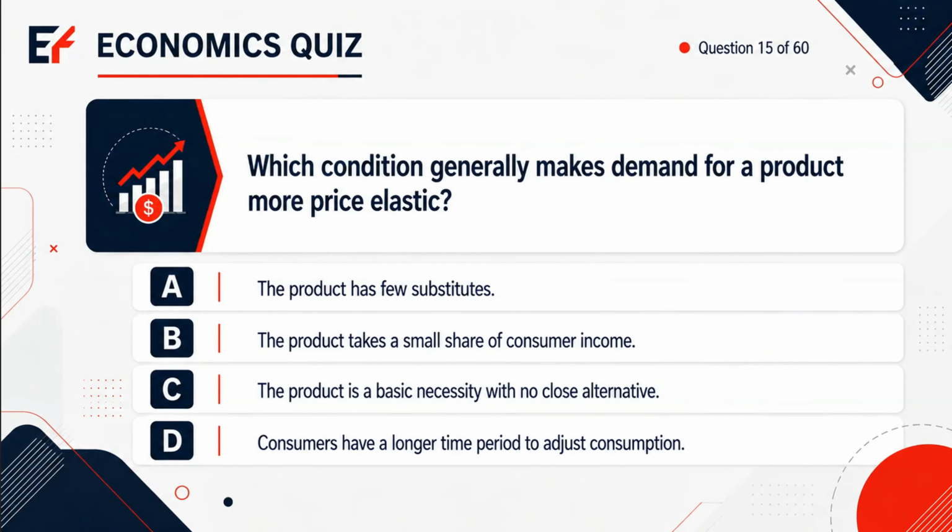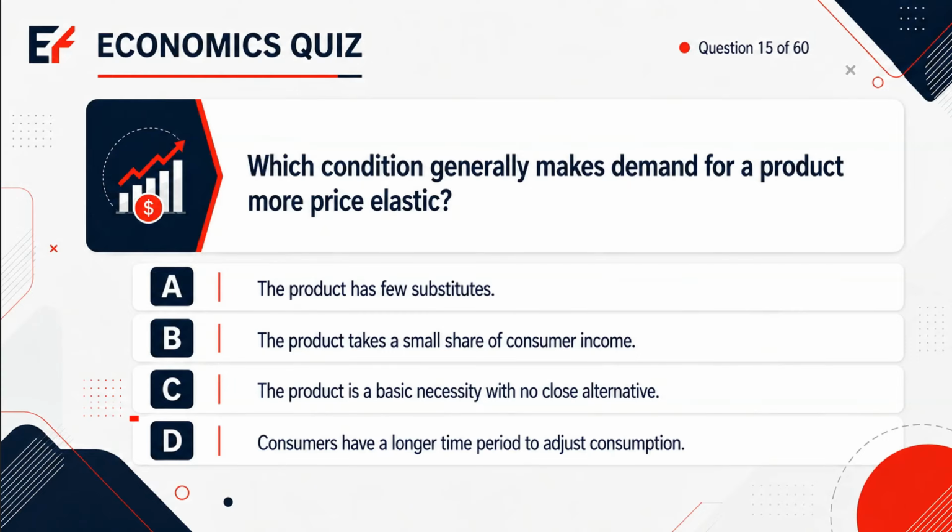Question 15. Which condition generally makes demand for a product more price elastic? A. The product has few substitutes. B. The product takes a small share of consumer income. C. The product is a basic necessity with no close alternative. D. Consumers have a longer time period to adjust consumption. The correct answer is D.